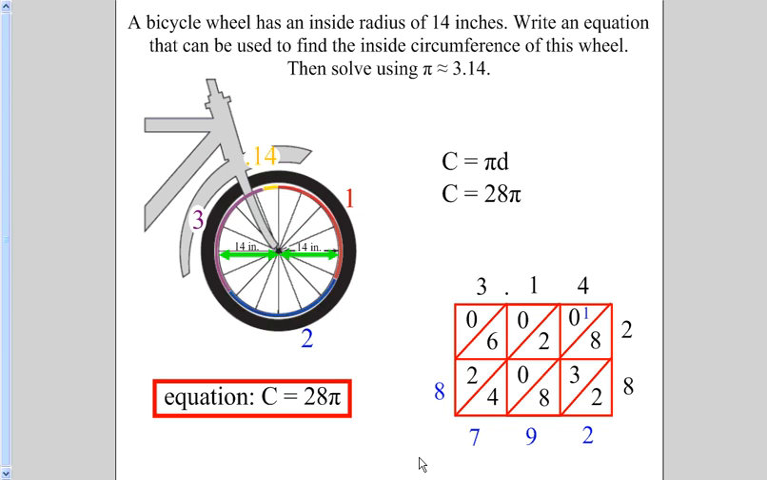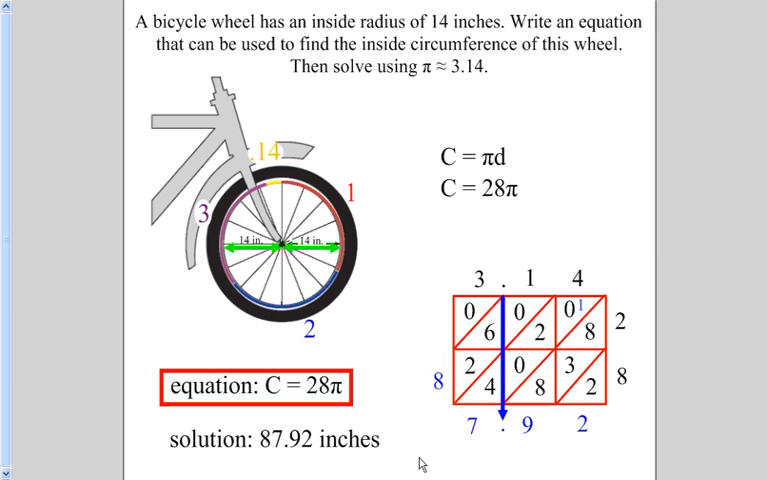Where does our decimal go? We're going to go right down that line and place our decimal in between the 7 and the 9. So our answer to how many inches are around the outside of a circle with a radius of 14 is going to be 87 and 92/100 inches. And that's the solution.